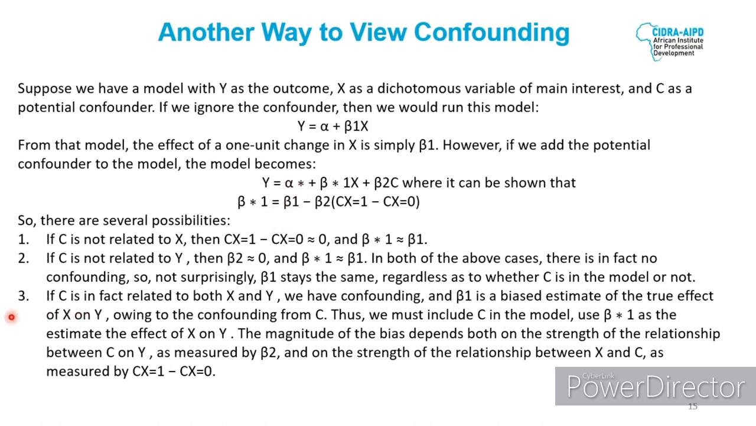And the third point, if C is in fact related to both X and Y, we have confounding. And beta 1 is a biased estimate of the true effect of X on Y, owing to the confounding from C. Thus, we conclude C in the model, use beta star 1 as the estimate of the effect of X on Y. The magnitude of the bias depends both on the strength of the relationship between C and Y as measured by beta 2, and also on the strength of the relationship between X and Y as measured by Cx equal to 1 minus Cx equal to 0. So this is another way we can view confounding.